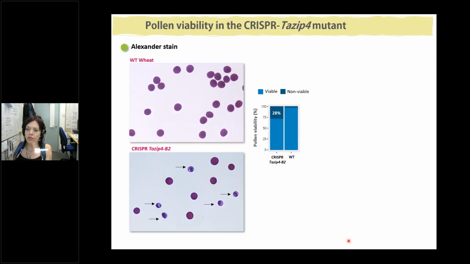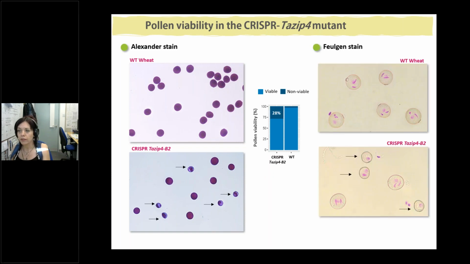So how does this translate in pollen viability and fertility? To check pollen viability, I initially used Alexander stain, which stains viable pollen purple and non-viable pollen light blue, as you can see at the bottom in the CRISPR mutant indicated by an arrow. And this stain indicated that 28% of the pollen in the mutant was non-viable.